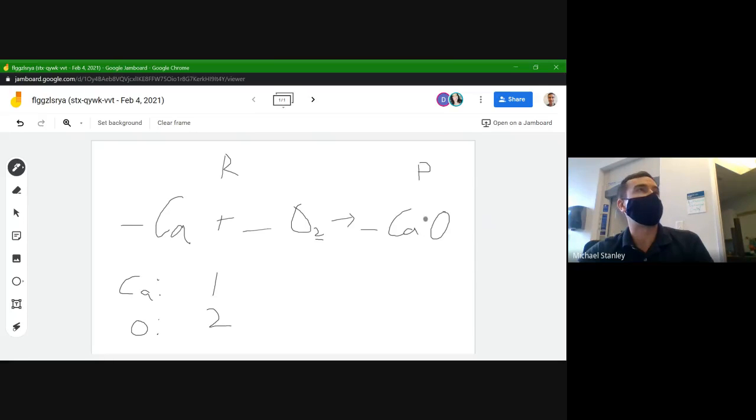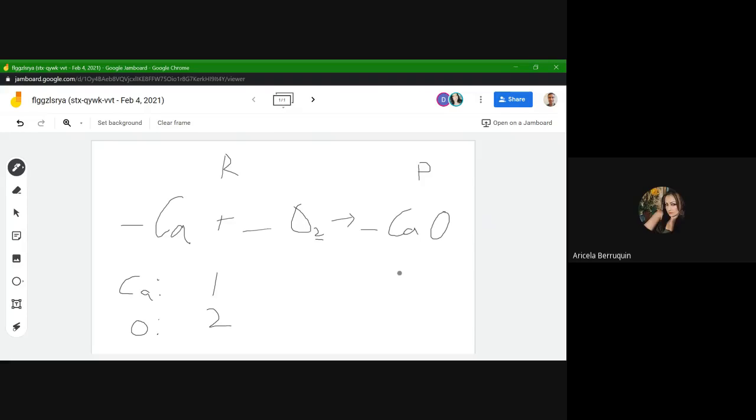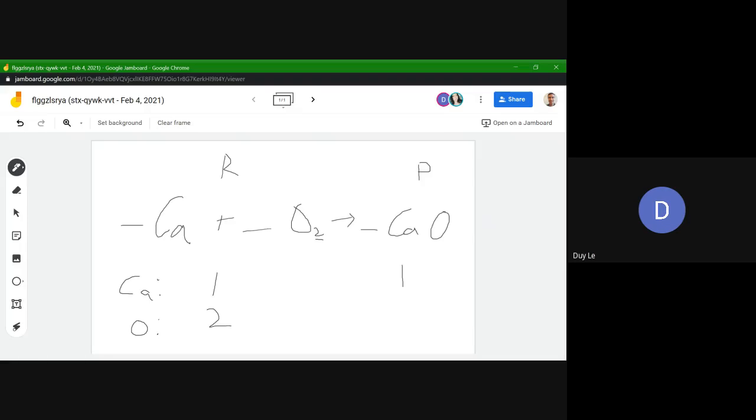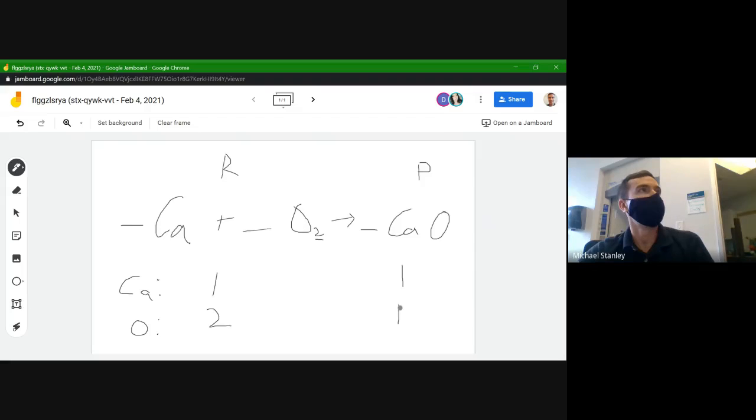What about over here on the product side? How many calciums do we have? 1, precisely. And then how many oxygens? 1, exactly. So we have 1 calcium and 1 oxygen atom that are bonded together to make a compound called calcium oxide. So, good start. 1 calcium, 2 oxygens on the reactant side, 1 calcium and 1 oxygen on the product side.